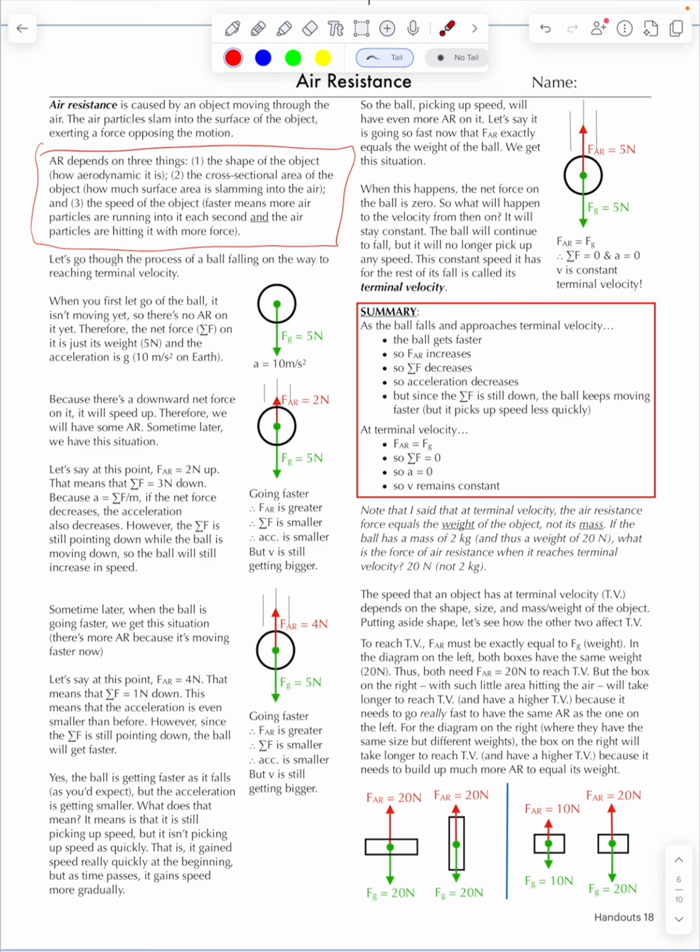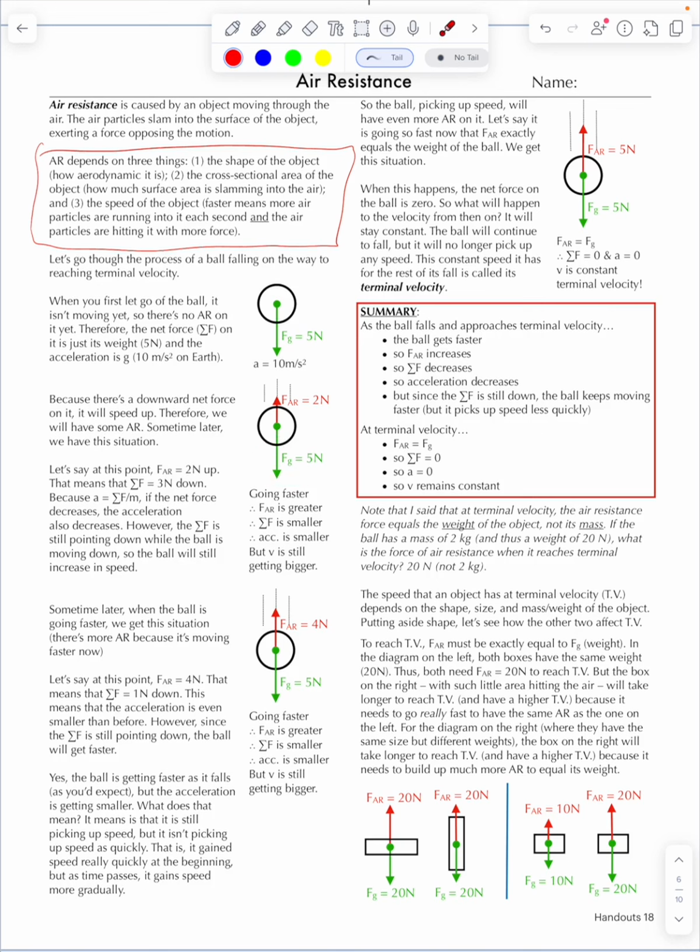So technically, right when I let go, it's in free fall. But immediately, once it starts running into the air, it's no longer in free fall because there's air resistance. So keep that in mind. Free fall is just when an object is falling under the influence of gravity only, and there's no other forces acting on it. So what you see, just jumping ahead, the weight always stays the same.